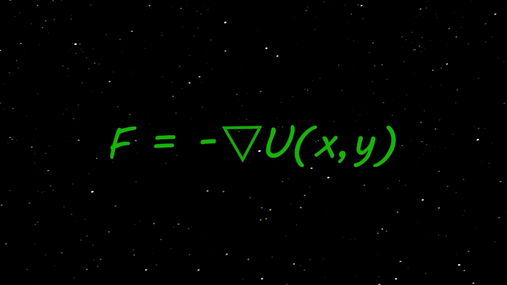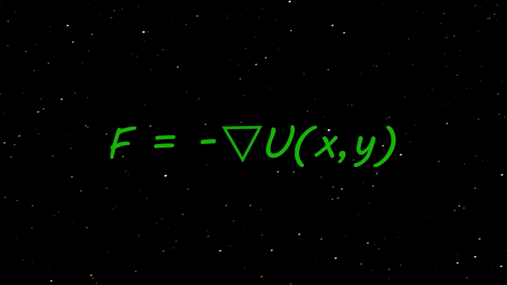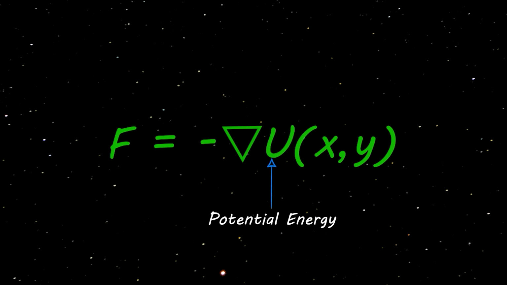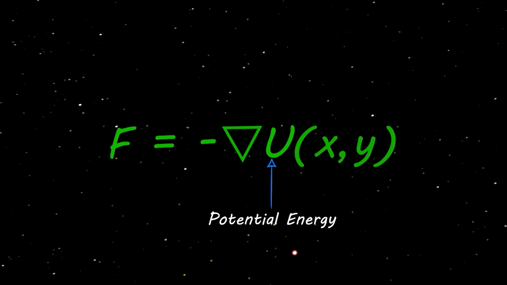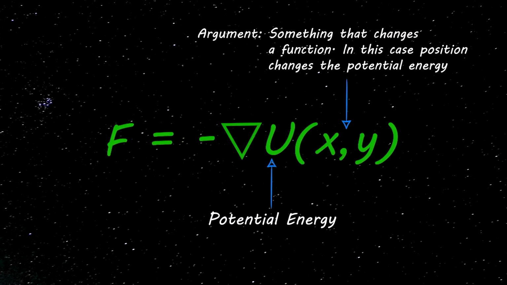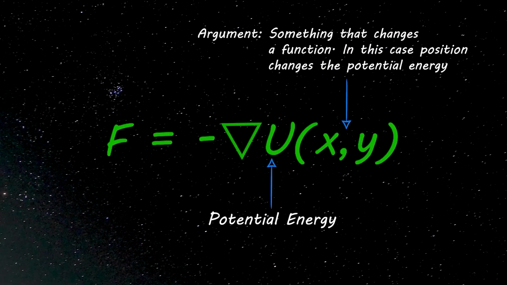This is the relationship between a force and potential energy. Let's break down this formula. Capital U represents potential energy. The thing in the brackets is known as an argument. It says that the potential energy changes based on where it is in the X position and Y position. We could also have Z in here, but to keep things simple, we kept it to 2 dimensions.